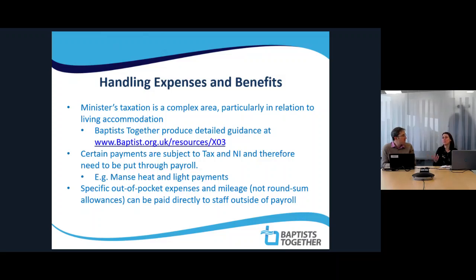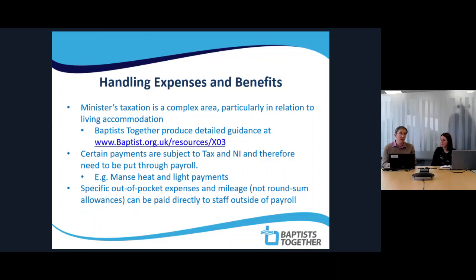If you're reimbursing your minister £20 a month towards his own personal mobile, yes, that needs to go on the payslip and be taxed. That's subject to tax and national insurance. And I think the same for a fuel allowance. So again, allowances, if you're making an allowance towards cost, then generally that's going to be subject to full tax and national insurance and has to go through your payroll.